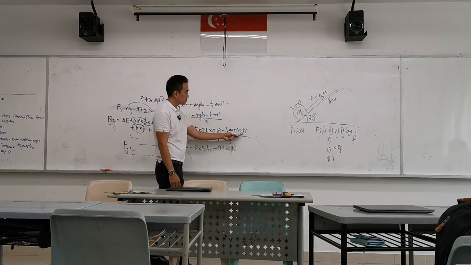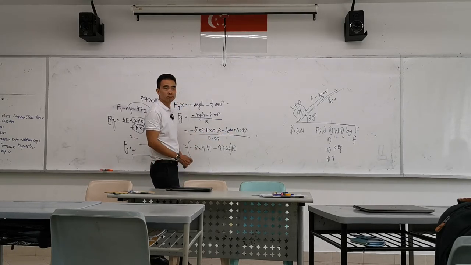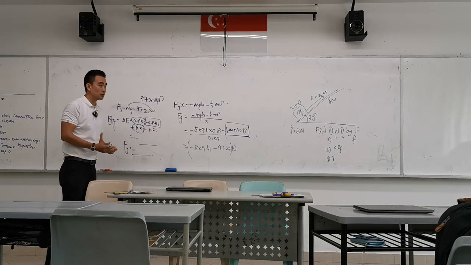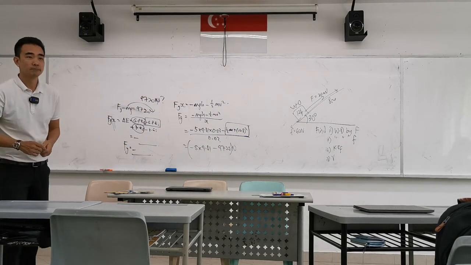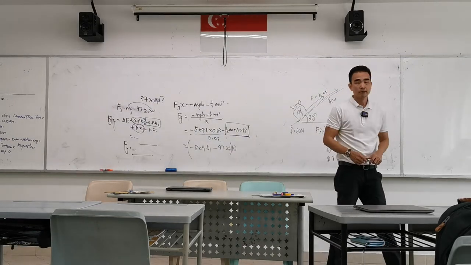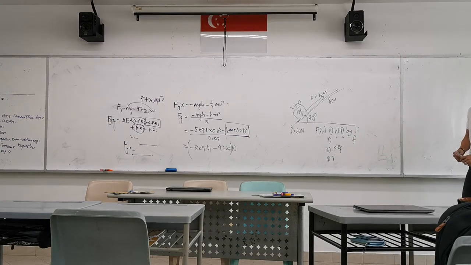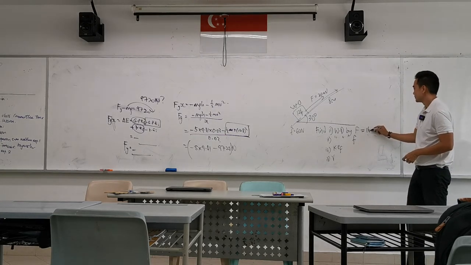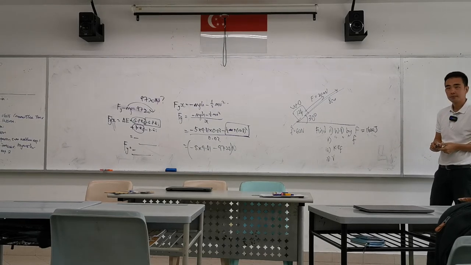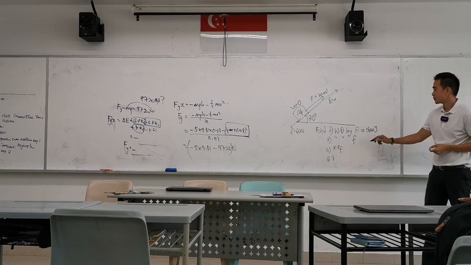Because the only difference is actually this one. Because this essentially is MGH, right? This is MGH, which is MG times 6 meters. So it should be the same. Work done by F. Work done by friction.